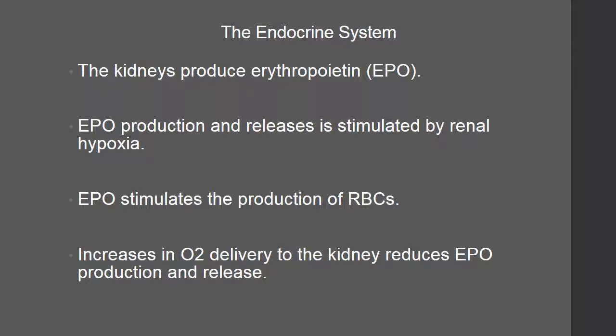The kidney is both an oxygen as well as a pressure sensitive organ. It's got to have blood pressure to function, it's got to have oxygen to function, and if it doesn't get its oxygen, it gets real cranky and makes its own by stimulating red blood cell production. And it's going to increase O2 delivery to the kidney, which will reduce EPO production and release. So as the kidney finally gets enough oxygen, EPO production will drop.